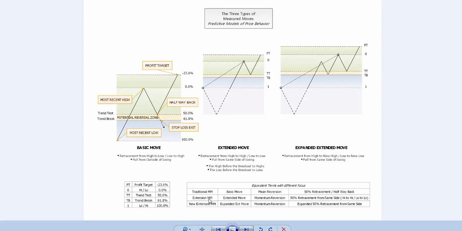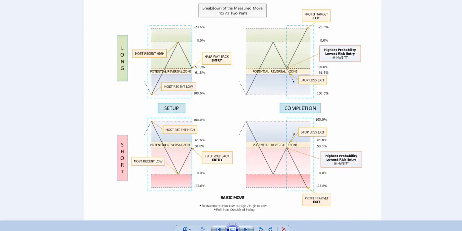An extension is an extended move. It's a momentum reversion type trade. It's called a 50% retracement from the same side. It's drawn from the same high to high. A new extension is established when a market has hit its profit target and then goes through it again and uses the same anchor to high. So that's an expanded extended move. We call it a new extension or expanded extension. So these are just some terms to get familiar with before we move on to some of our other slides.